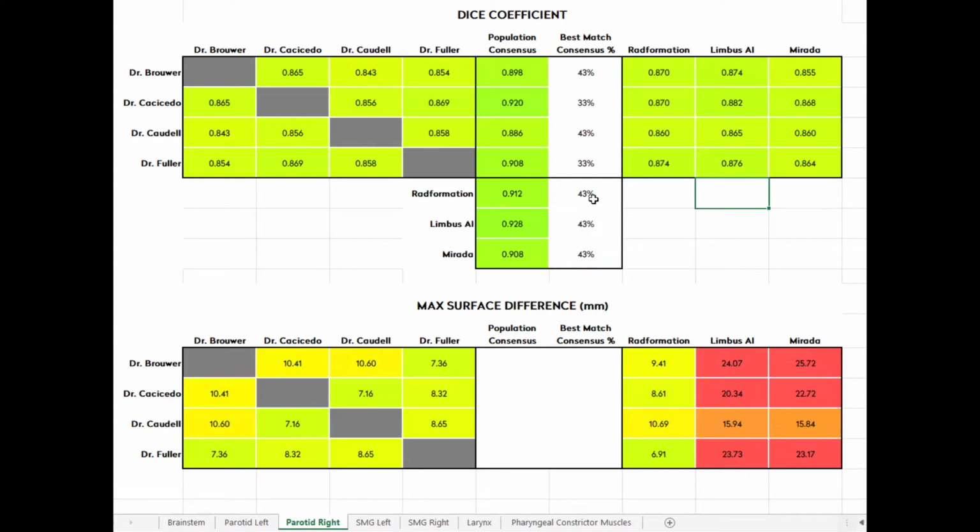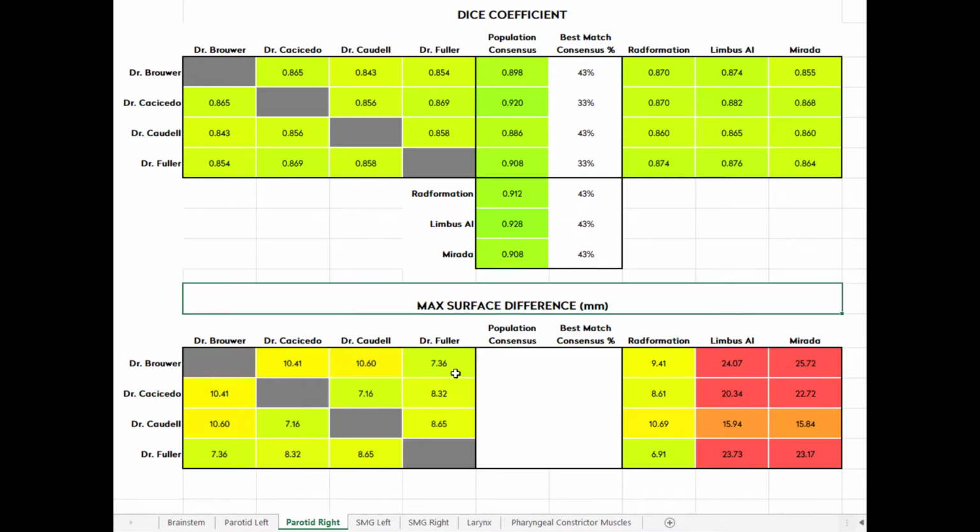I just don't know. So this is exciting. Down here, when we look at the difference, max difference, more or less 10 millimeters or less for the experts in this square. Same for RadFormation AI. Limbus and Murata, this was very interesting. This is the right parotid.